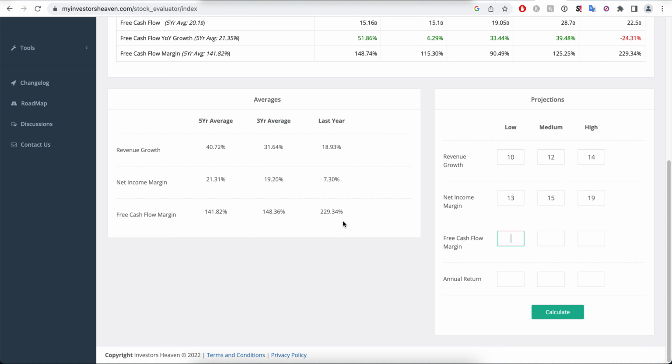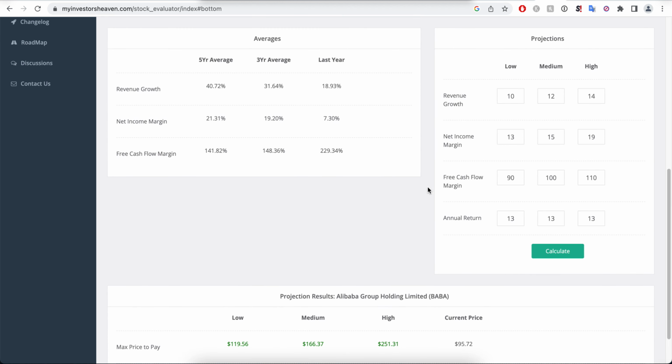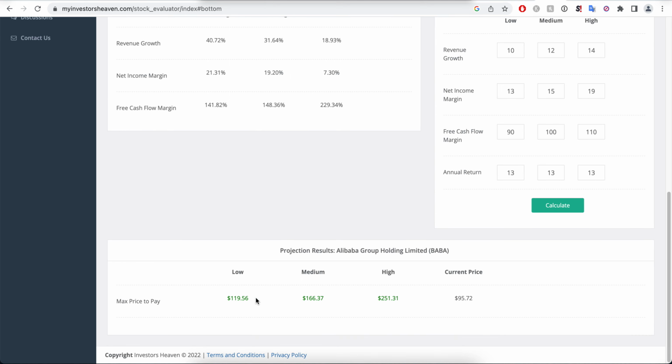And in terms of the free cash flow margins, I'm going to go with what they have been doing, about 90, 100, and 110. Again, this is an exercise in trying all sorts of different scenarios here. I think these are actually very pessimistic scenarios, frankly. But let's see what we're getting. So yeah, even for these pessimistic scenarios here, we are still in the green for Alibaba, which is amazing.